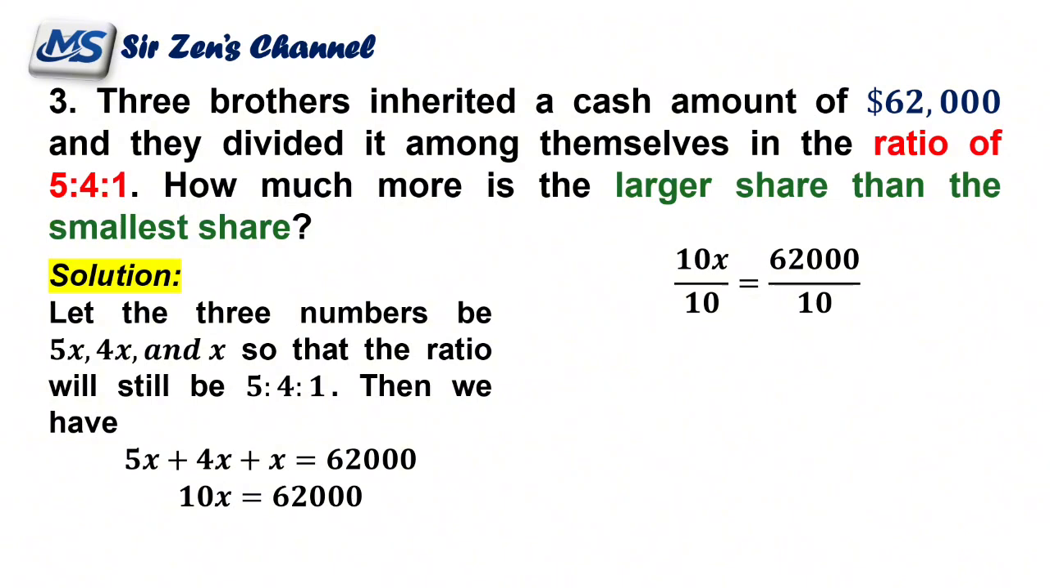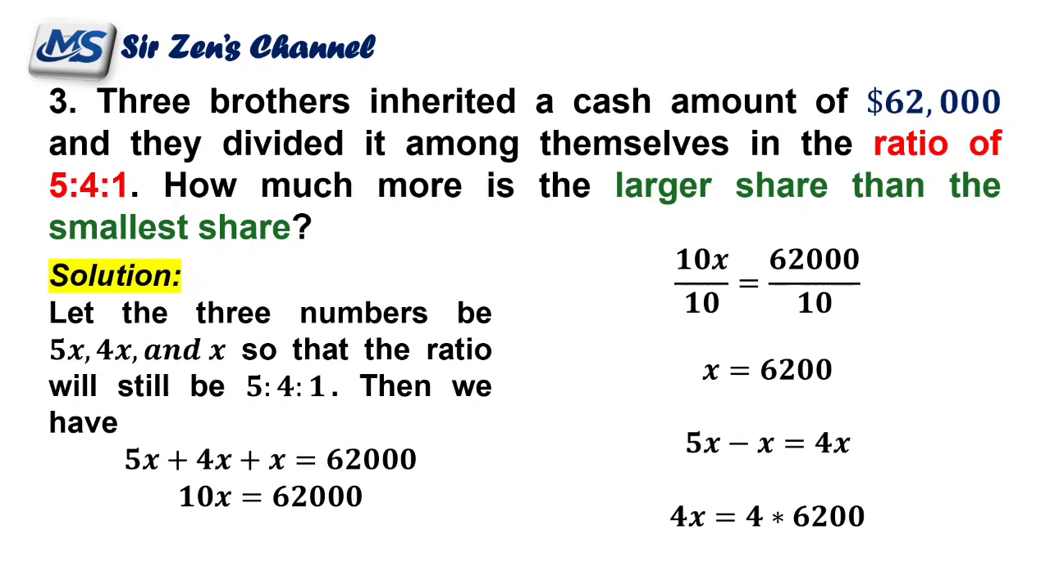Okay, so we have x is equal to 6,200. That is the smallest one, because our smallest one here is x. So x is equal to 6,200. And then we now subtract the x from the 5x. So 5x minus x is equal to 4x. So just multiply the 4 by 6,200.